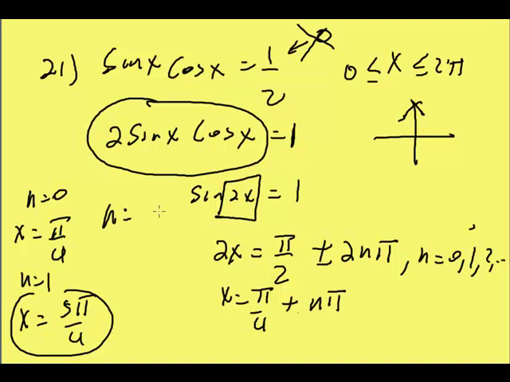My n is equal to 2. 2 pi plus pi fourths. Is that less than 2 pi? No. So how many solutions do I have? 2. Alright. So we're moving on to 22.